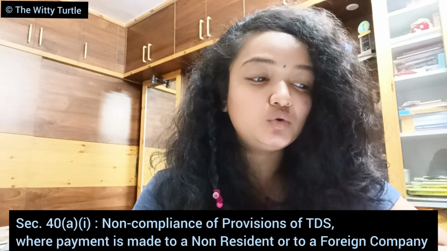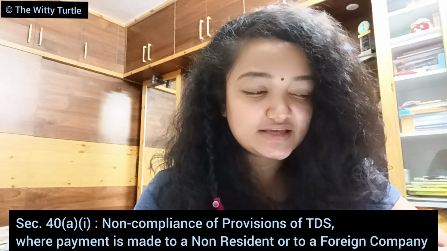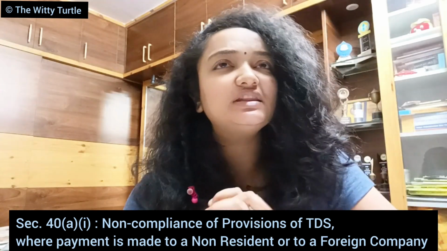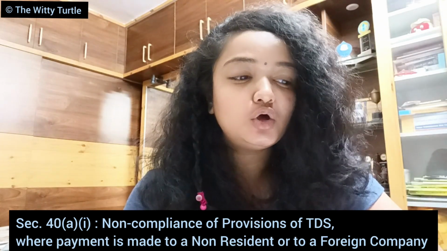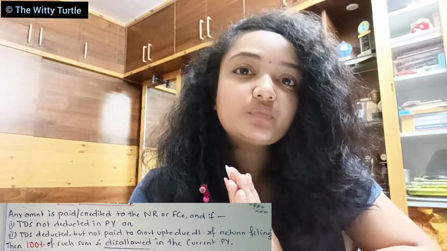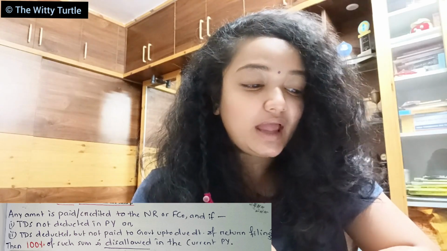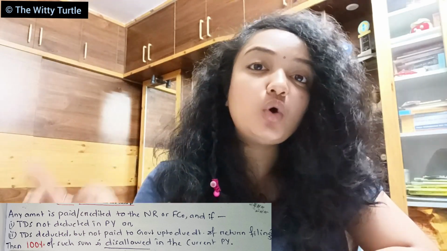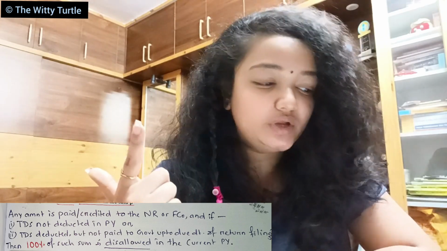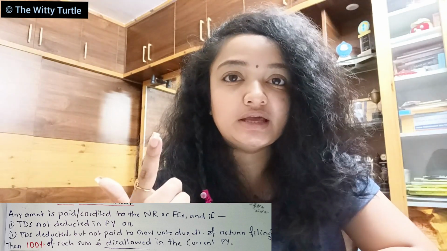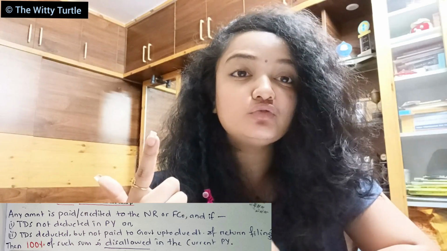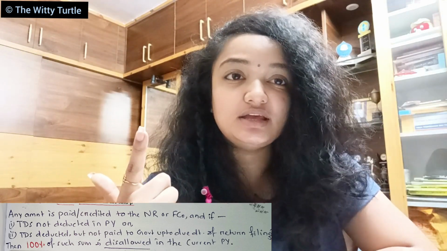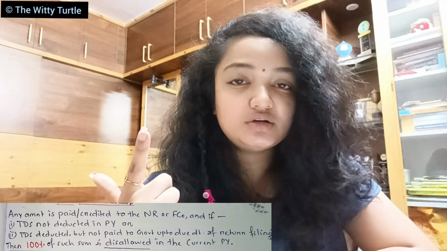This particular section speaks about non-compliance of provisions of TDS where payment is made to a non-resident. It says that where you are making any payment or any credit to a non-resident or any foreign company, and you have not deducted the TDS, or you have deducted the TDS but you have not deposited it to the government within the due date of return filing, then 100% of the total expenditure will be disallowed in the hands of the assessee, or in the hands of the company. Understood? I hope this is clear.